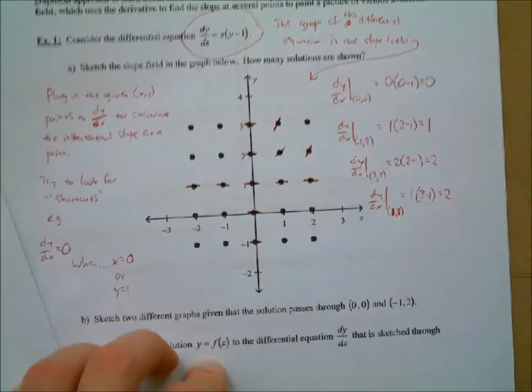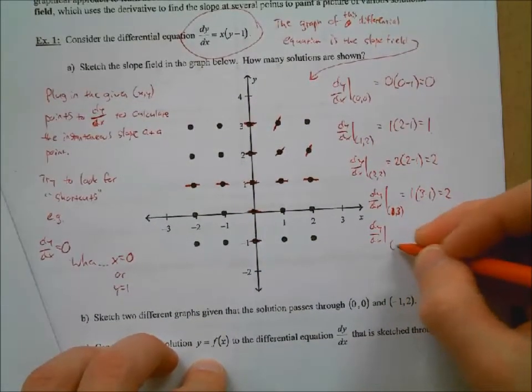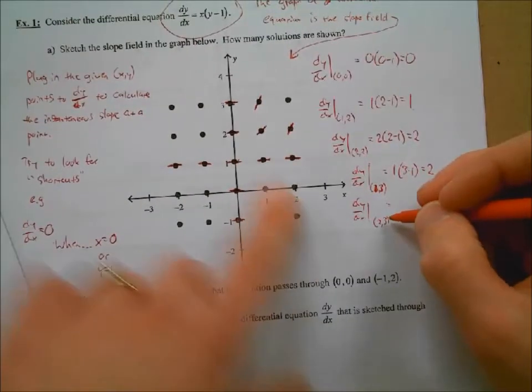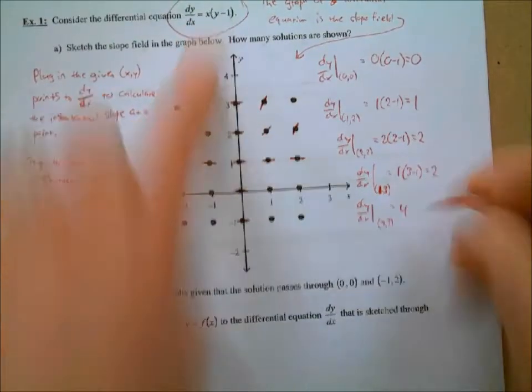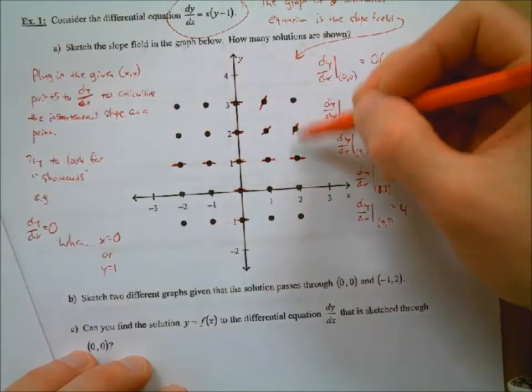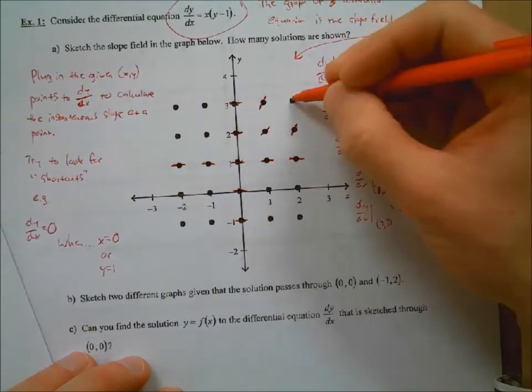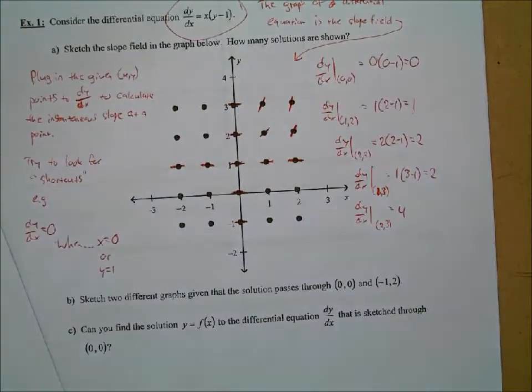Okay, and then I'll do one more on the paper here. We'll do 2, 3 to finish out that first quadrant. 2, 3: 3 minus 1 is 2, so 2 times 2 is 4. So now we have a slope of 4. For a slope of 4, we go down 1, 2, 3, 4, left 1, so it's going to be aiming towards that point there. So there's kind of my first quadrant, right?